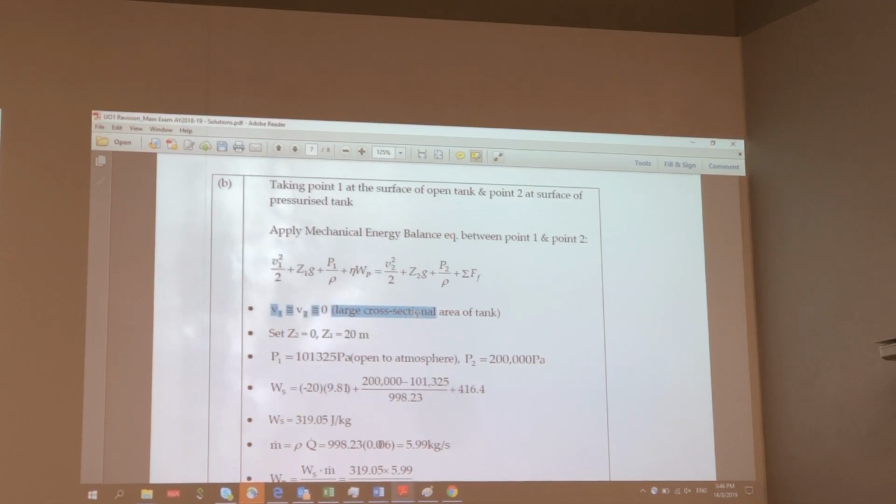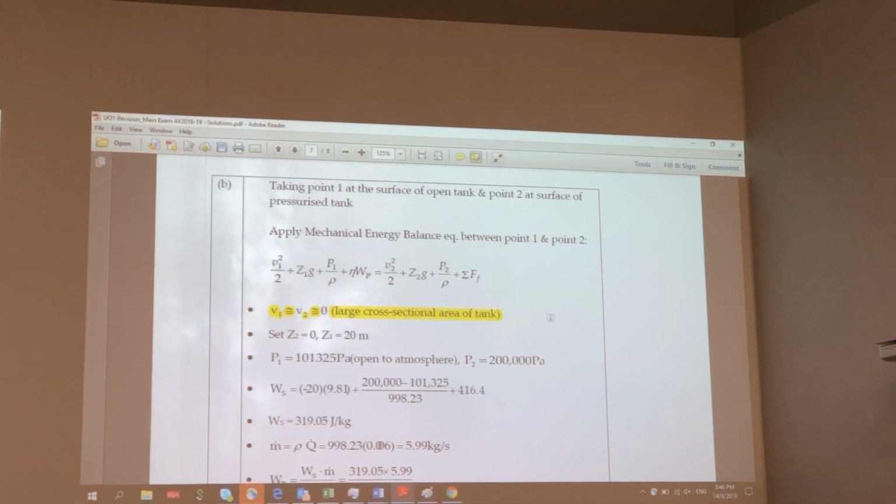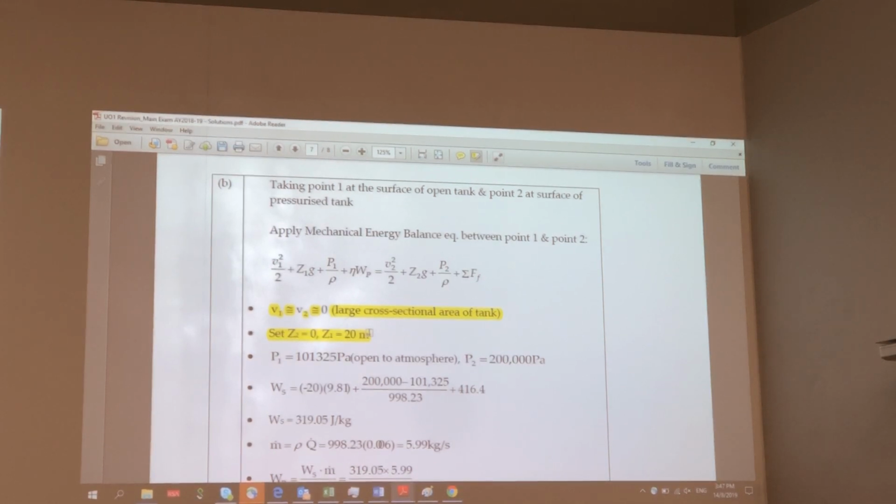V1 equals V2, very close to 0, almost 0. The reason is the large cross-sectional area of the tank surface. Then we set Z2 to be 0, Z1 will be 20 meters, so your point 2 is lower. Always set the lower position to be your 0 height. If the flow is from low to higher, then your Z1 will be 0.